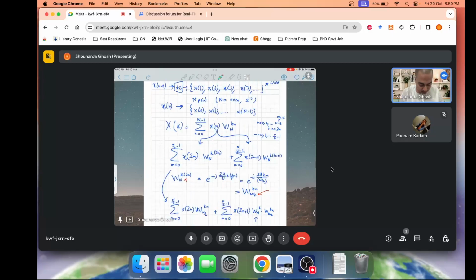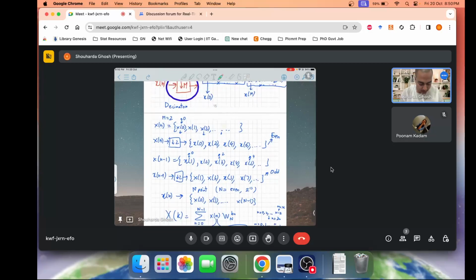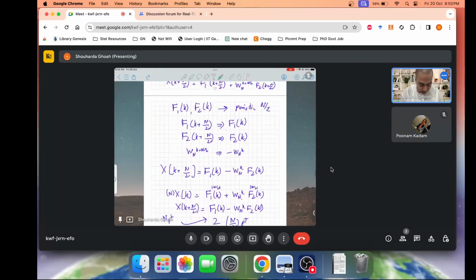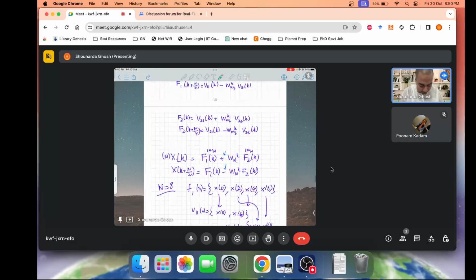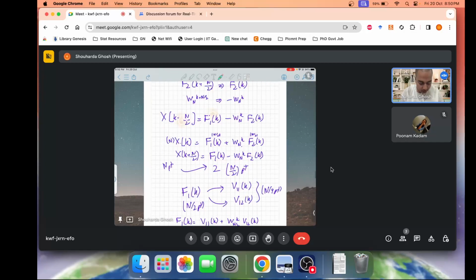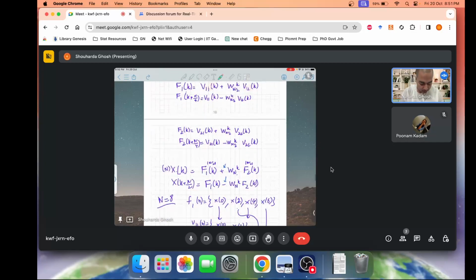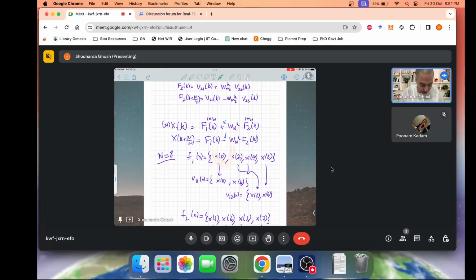Decimation in time means that you take the samples and then break it into 2 halves and then compute the DFT of the half. And when you compute a DFT of the half, you again break it into 2 halves and again compute the DFT of the 2 halves. You keep on doing this recursively. I'm not going any more into this. See, x of k was divided into 2, f1 and f2, and then you use their DFTs, and f1 is further divided into v1 and v2, and so on like that, okay.